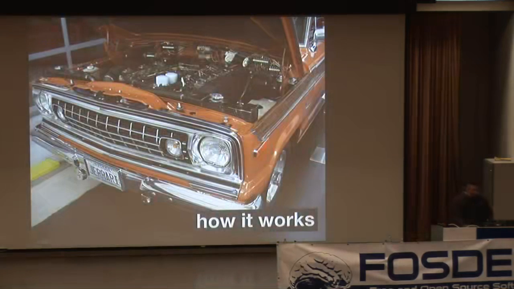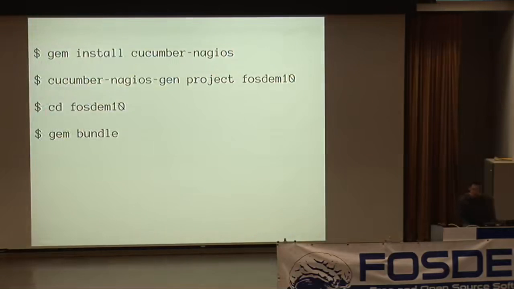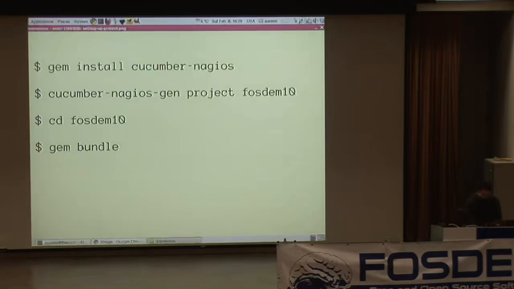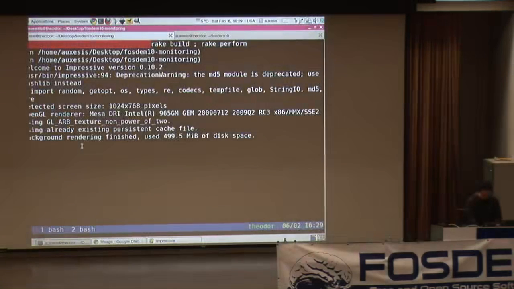So let's have a very quick look at how it works. The idea is that you install the cucumber-nagios gem. It's distributed as a Ruby gem. And you run cucumber-nagios-gen to generate a project, in this particular case FOSDEM 10. And then we cd into FOSDEM 10, and then we run this gem bundle command. This gem bundle command takes all the different dependencies that Cucumber-Nagios requires to run and freezes them into the single application. So that means you can just tar up that directory and then distribute it on your production monitoring environment, and that's it.